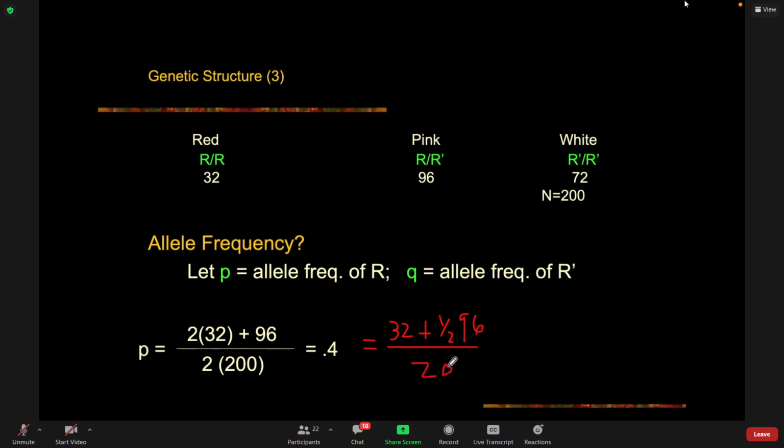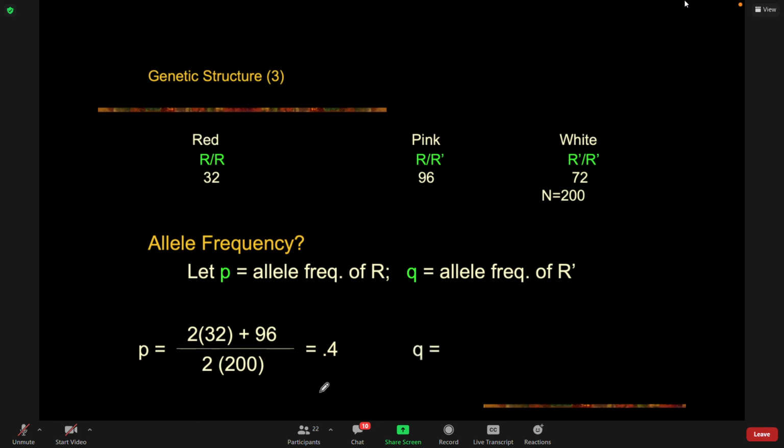We can do either way, and it gives us the same number. Because here we're looking at 32 individuals that only have big R, and then of the pink individuals, there's 96 individuals, but only half of their genotype happens to be big R, and then our sample size. And these give exactly the same thing. You can do it either way.